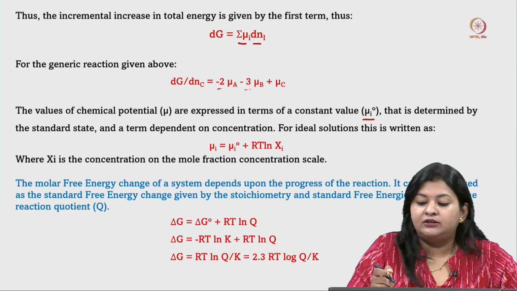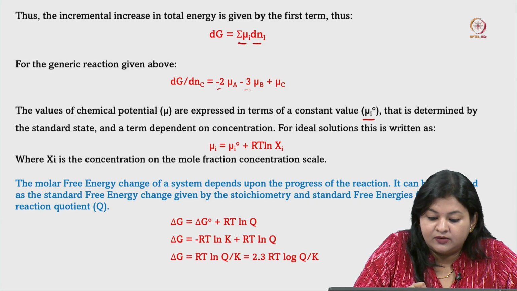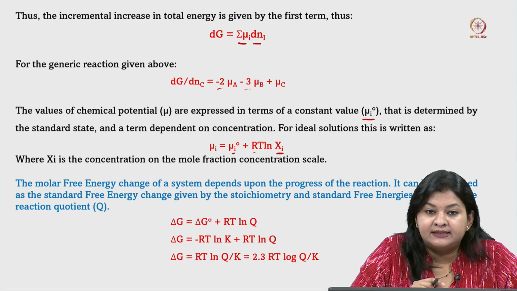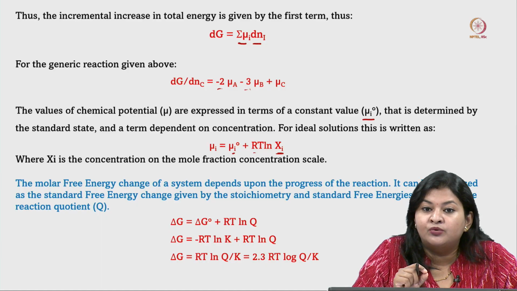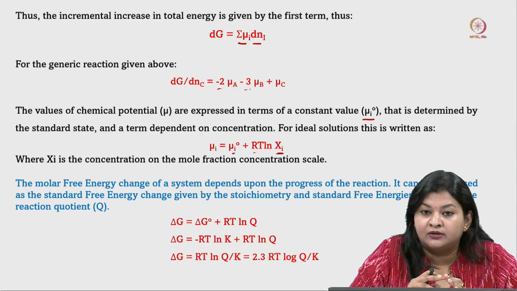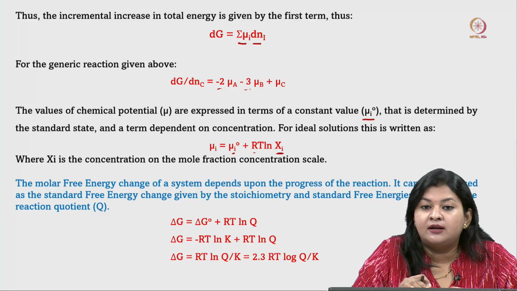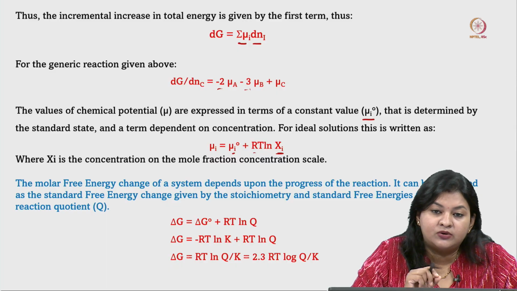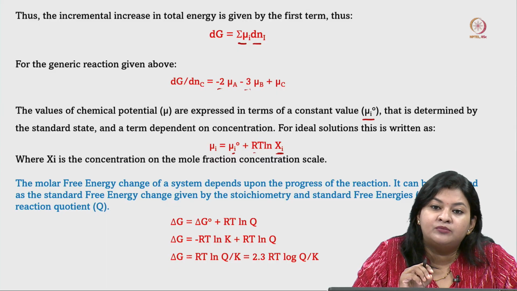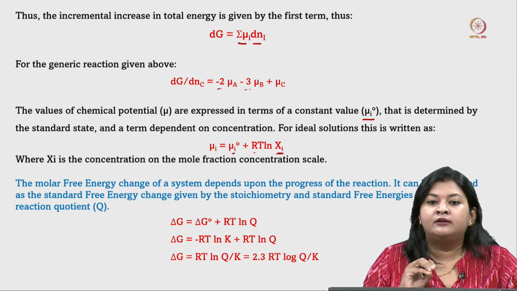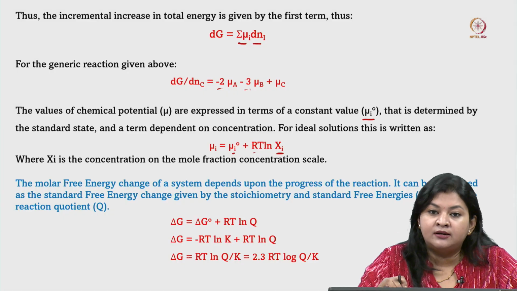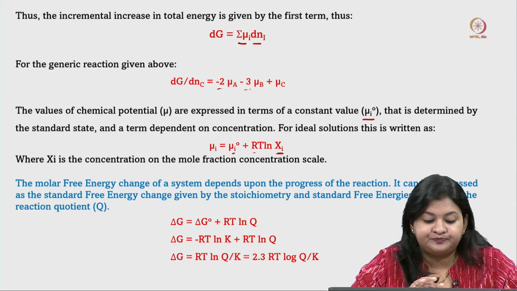So, for an ideal solution, mu i is written as mu i 0 plus RT ln Xi. What is Xi? Xi is the concentration in terms of mole fraction, rather than moles. So, you have to find out how much the mole fraction is from that reaction and write that. You do not write 5 grams of A or 2 grams of B, no. It is in terms of mole fraction that the concentration is used.